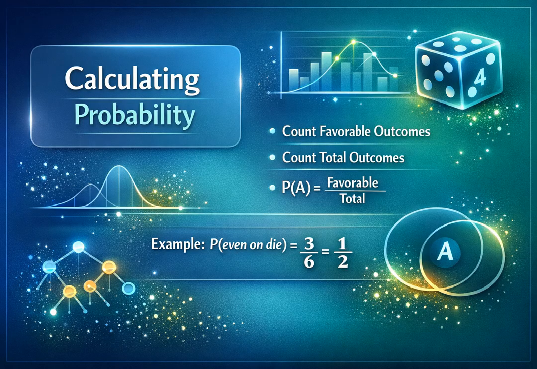To calculate probability, count the favorable outcomes, those in your event. Count the total outcomes, the size of the sample space. Divide favorable by total. For example, probability of rolling an even number on a die. Favorable outcomes are 2, 4, 6, so 3 favorable. Total is 6. Probability equals 3 over 6, which equals 1/2.